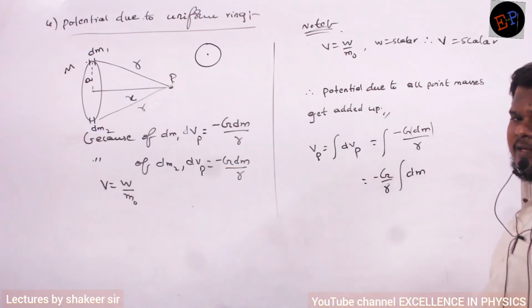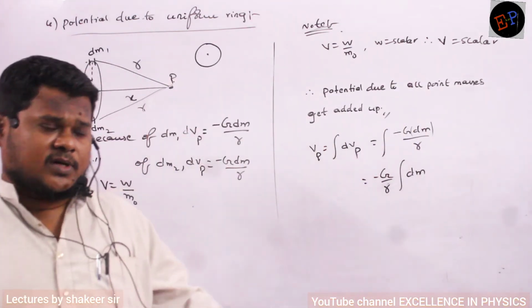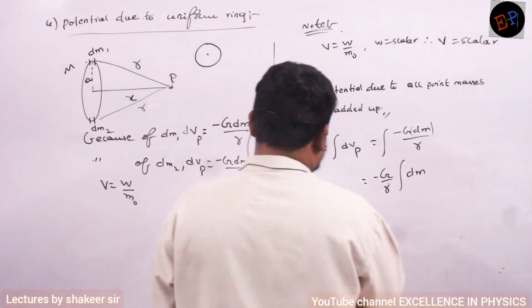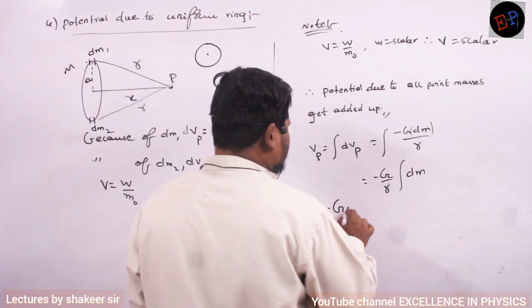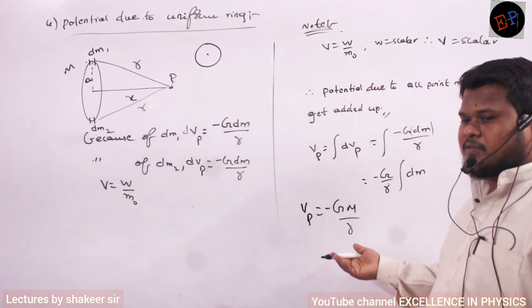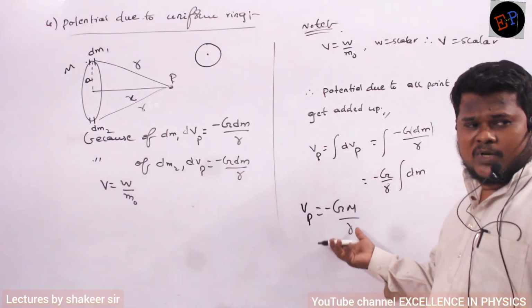Okay? dm means small mass. Integration of dm means total mass. What is the total mass of this ring? Capital M. Substitute. So therefore potential at point P is minus GM divided by r. So again you got the equation because of point mass only, no? Minus GM by r. What is this equation? Potential for point mass only.